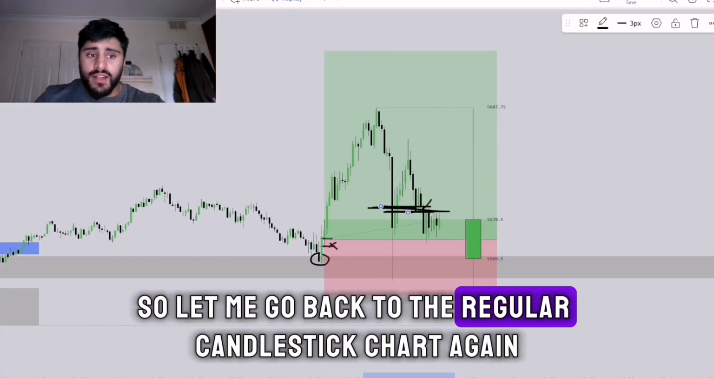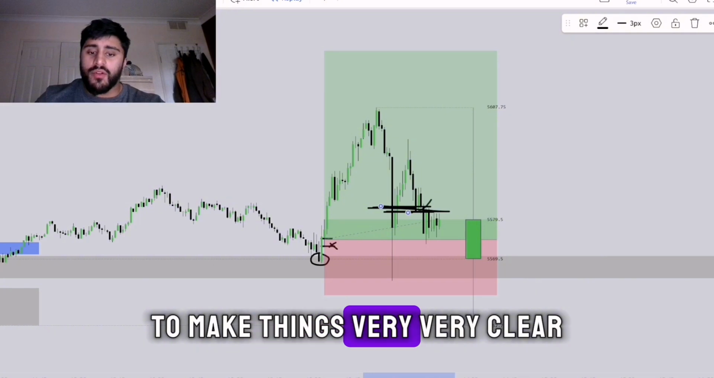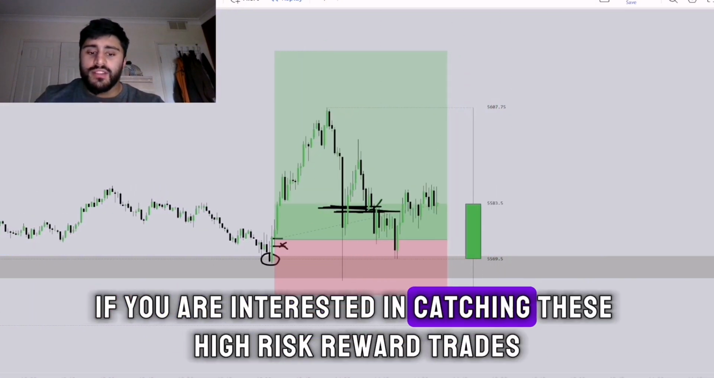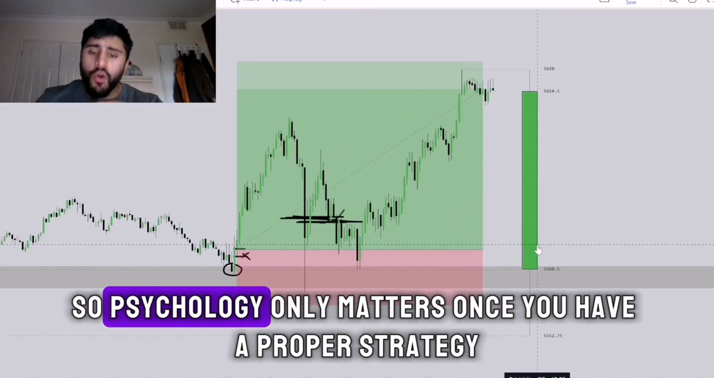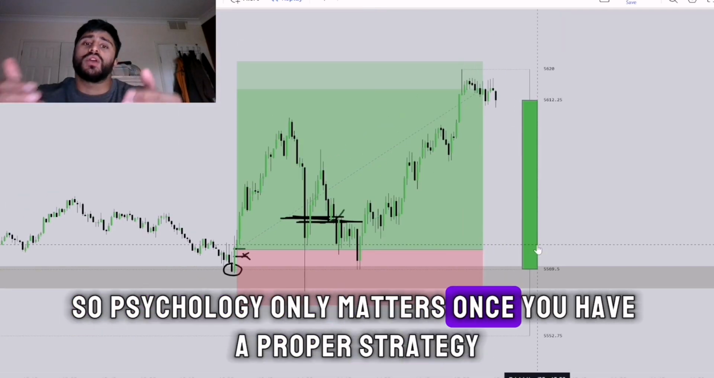So when we go back to the regular candlestick chart, again, to make things very, very clear, if you are interested in catching these high risk reward trades, the only way you can do that is via the order flow. So psychology only matters once you have a proper strategy.